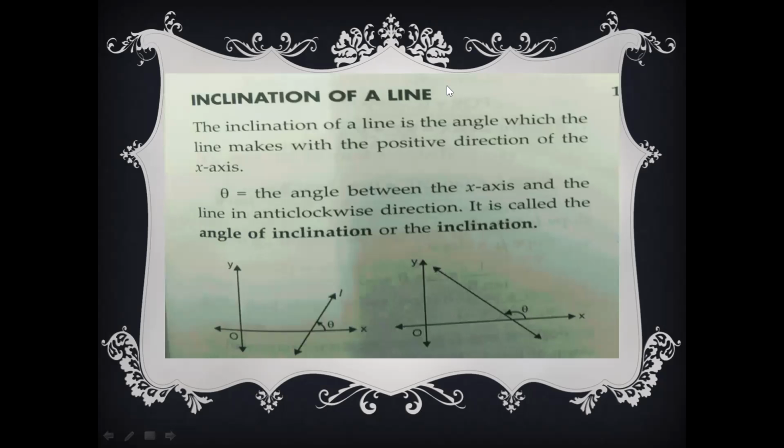First, we need to understand what inclination is. Inclination is basically the angle which a line makes with the positive direction of the x-axis. Always remember, positive direction means you have to take it anti-clockwise. We cannot take clockwise direction. Whether the line is making an acute angle or an obtuse angle, we have to take inclination from the positive side.